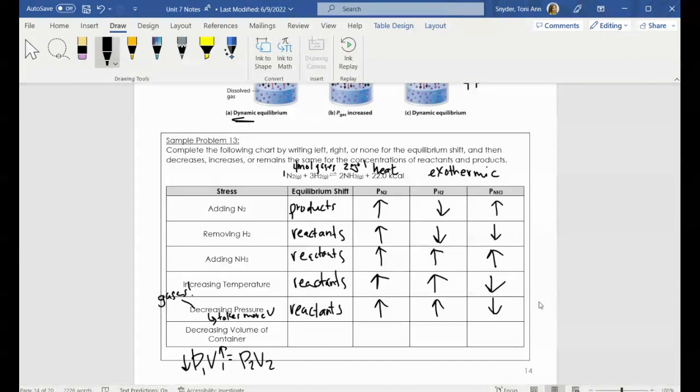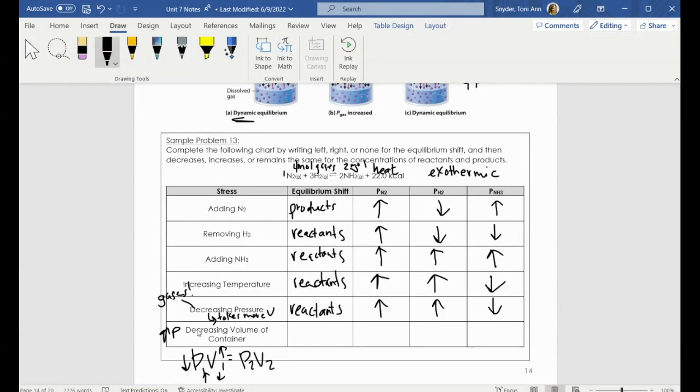Same thing if I decrease the volume of the container. Now, volume in particular, we can't think of it in terms of volume, but again, if we think of Boyle's law, the lower the volume of a container means the higher the pressure would be in that container. So in this case, the lower volume is going to mean that we have an increased pressure in that system, increased pressure.